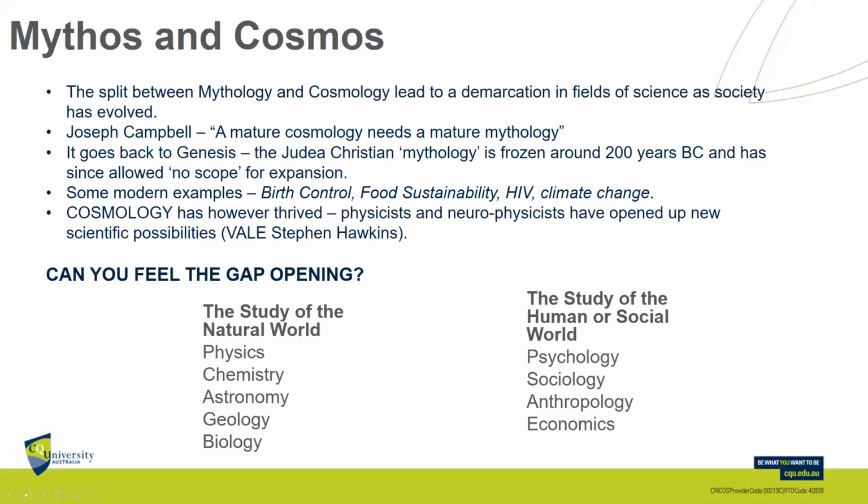And we're seeing this gap between the study of the natural world and the study of the human or social world. And we're seeing science now starting to colonize both. The natural world, absolutely. The human world: psychology, sociology, anthropology, economics. We're starting to see an inroad of science into very traditional ways of thinking, so much so that we now talk about the science of politics as well. So this notion of mythos and cosmos, what is catching up with what?